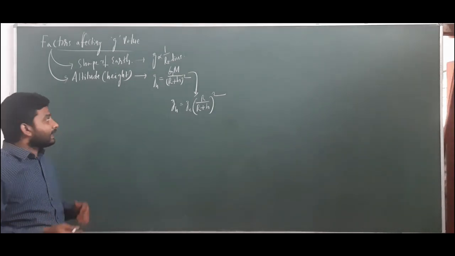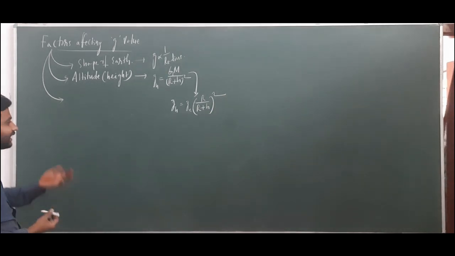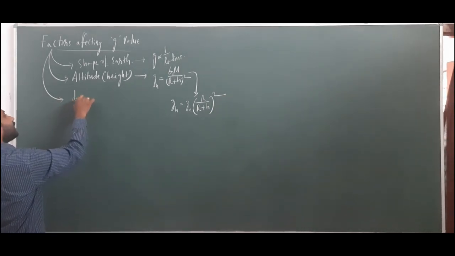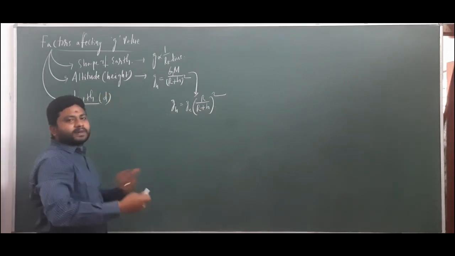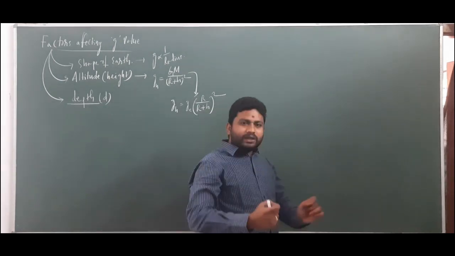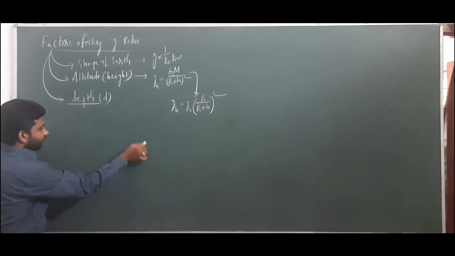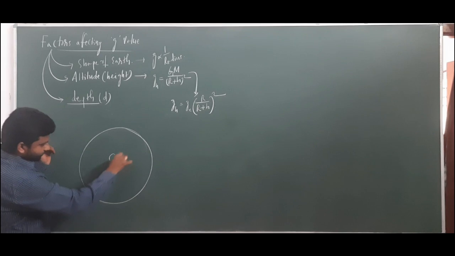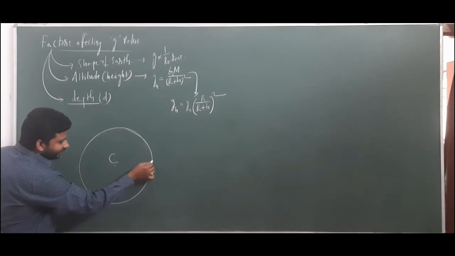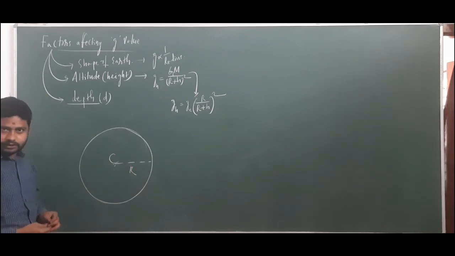Right? Now, the third factor we are discussing in this class is depth. I am representing depth with the symbol D here. What is this depth? Imagine this is the surface of the earth, and this is the center of the earth. You know this is the radius of the earth. So from here to here it is the radius of the earth.